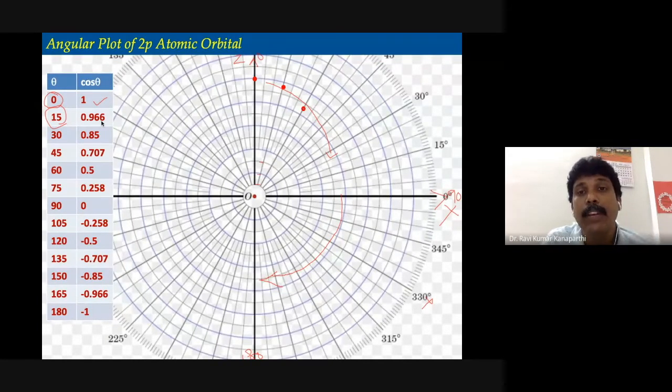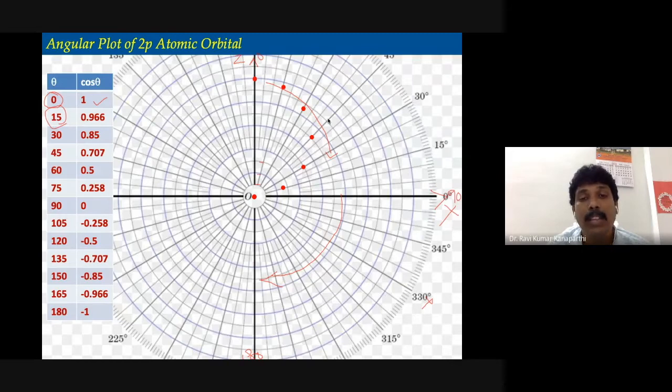Okay, 0.85 is my another point. This particular axis is my 30 degree axis, and this is my 45 next one. And that is my 60 degree angle, and the other one is my 75 degree, and cos 90 is exactly at the origin, right?